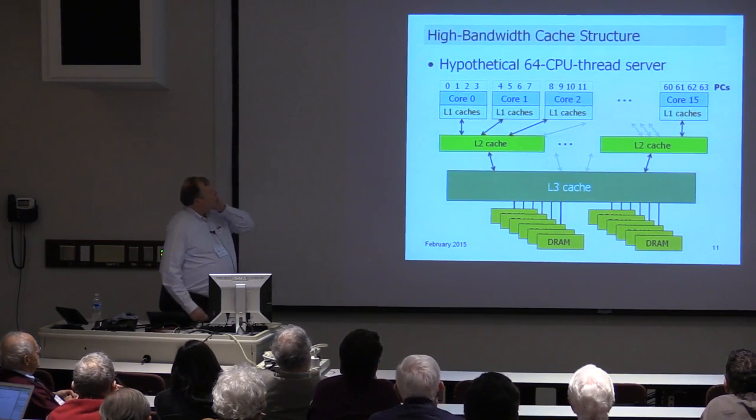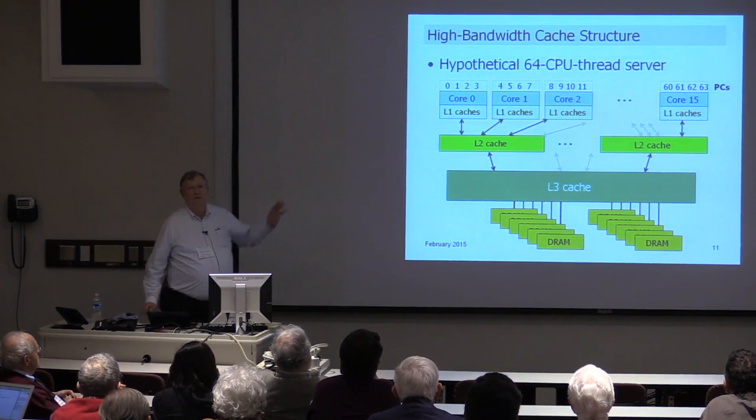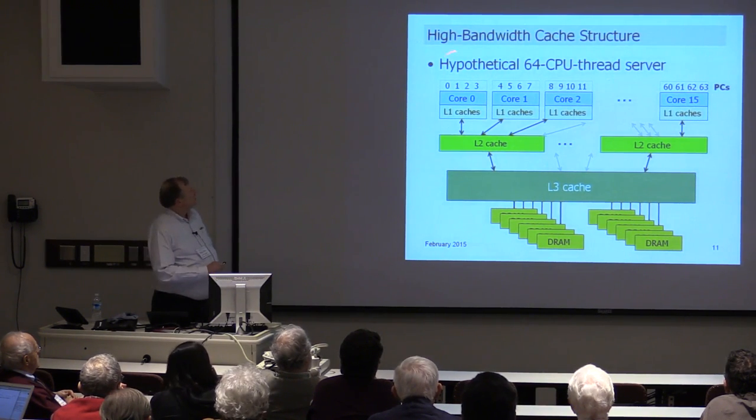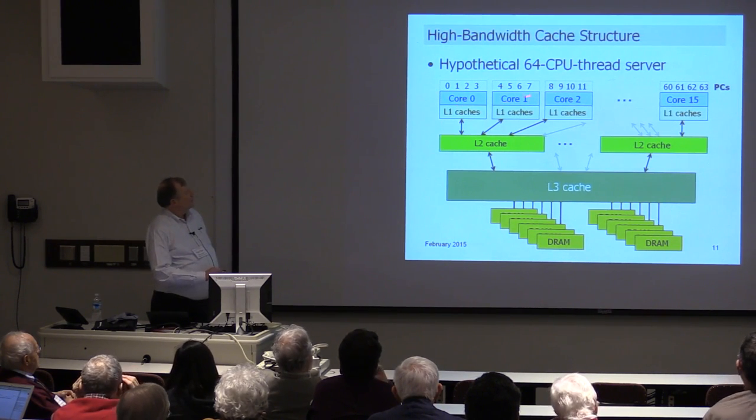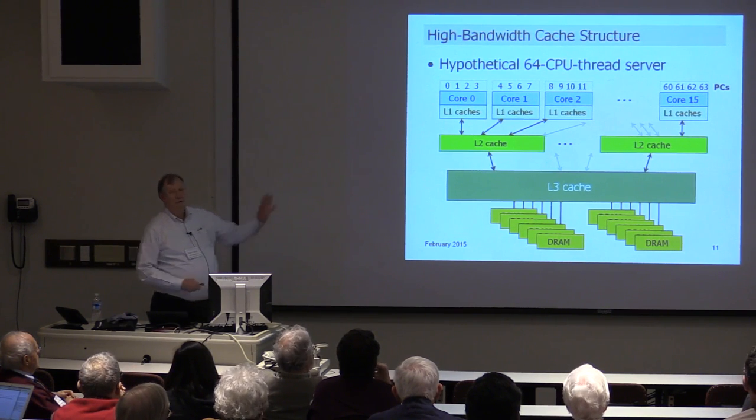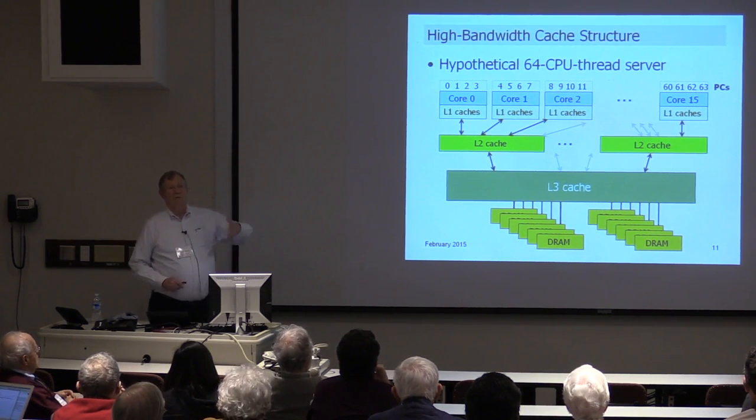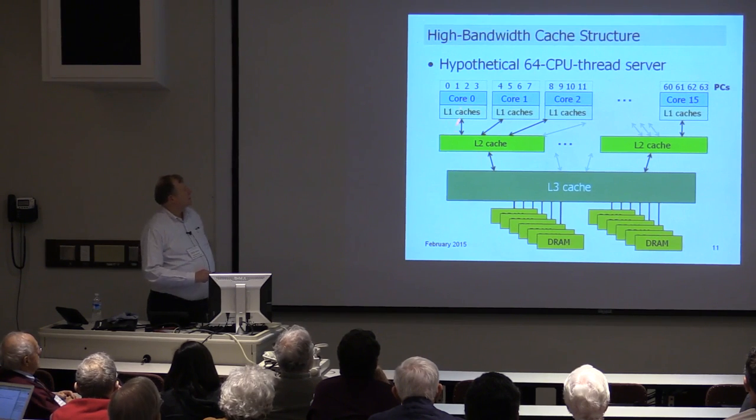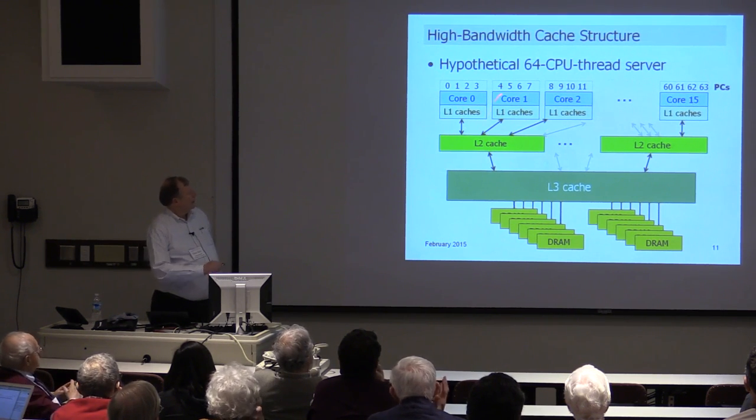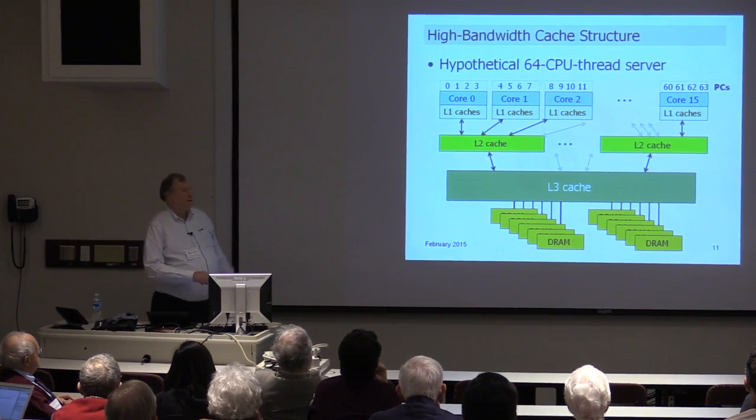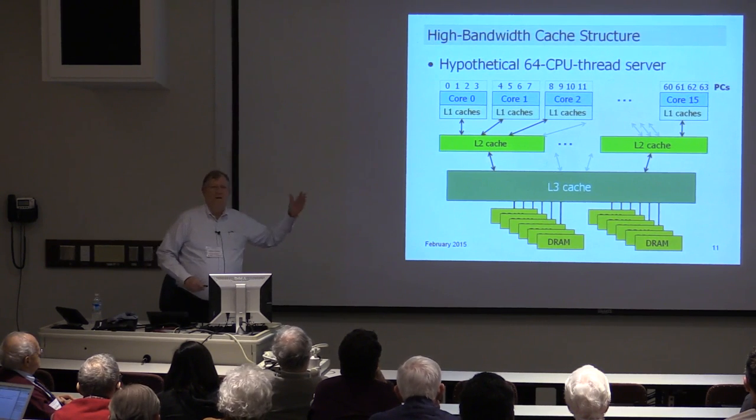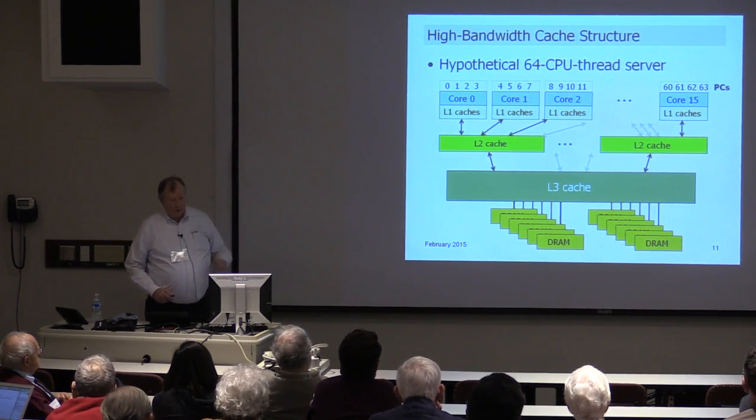I'm going to go through a little bit of a hypothetical cache structure and then go through some of the problems. So just quickly, pretend you've got a 64-core machine, which is 16 physical cores, each of which has like four PCs, so hyper-threaded, whatever. Each of the physical cores has its own level one cache, and maybe four of those share a level two cache, and all of them share something like a level three cache, and then there's a bunch of DRAMs. So this is sort of a generalization of the kinds of things you can actually buy today.